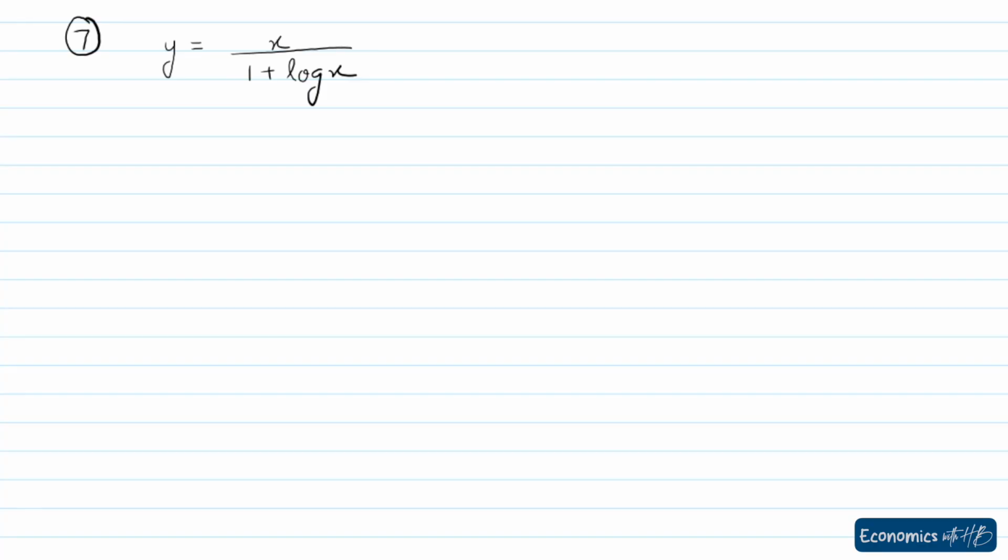Let's see this question. If y is equal to x by 1 plus log x, then what is dy by dx? Alright, so here also we take y as u by v. Okay, so the numerator x is u and the denominator 1 plus log x is v. And we know if y is equal to u by v, then dy by dx is equal to v into du by dx minus u into dv by dx, whole of this over v square.